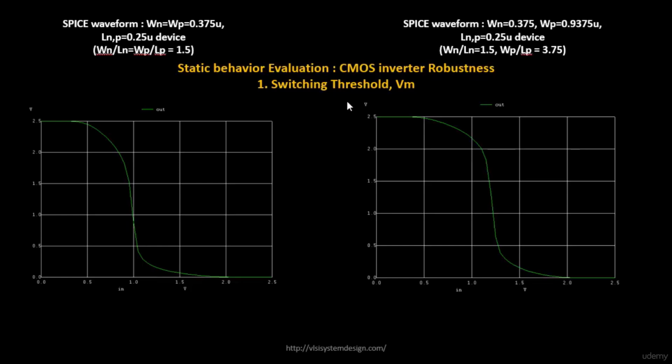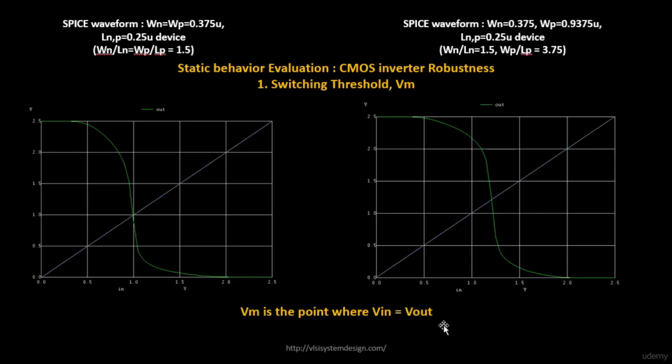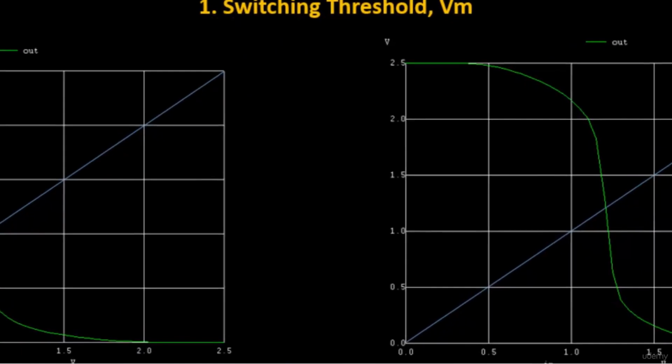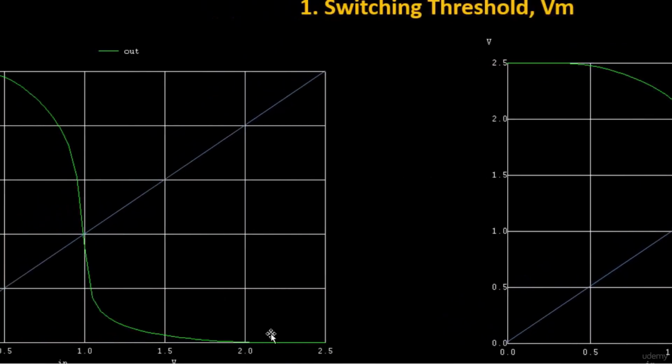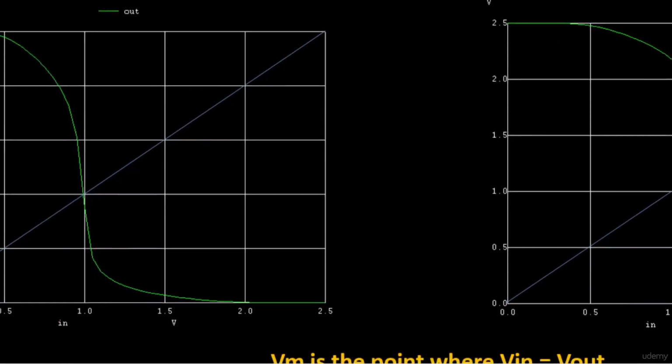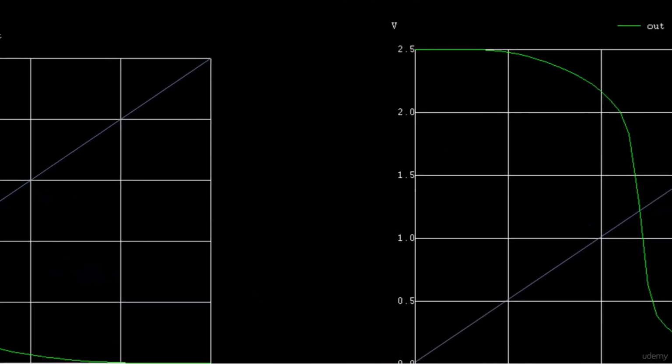And one such parameter that will define the robustness of your CMOS inverter is the switching threshold. So let's find out what the switching threshold is. Switching threshold is the point where your V in is equal to V out. So how do we derive it? We draw a 45-degree line from this point till the end, and then identify the point at which your V in is equal to V out. In this case, let's try to zoom in. If you look into this case, this is the point where your V in is equal to V out. Let's zoom in even more.